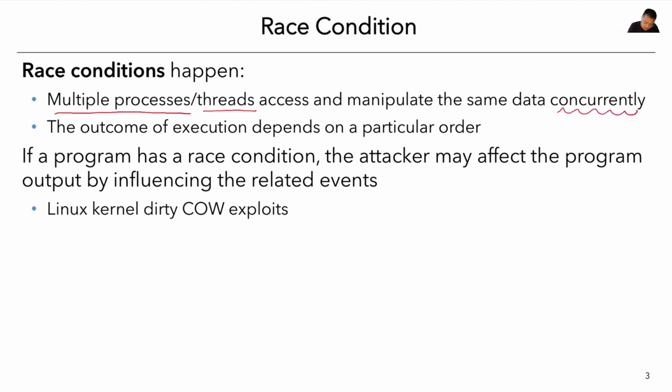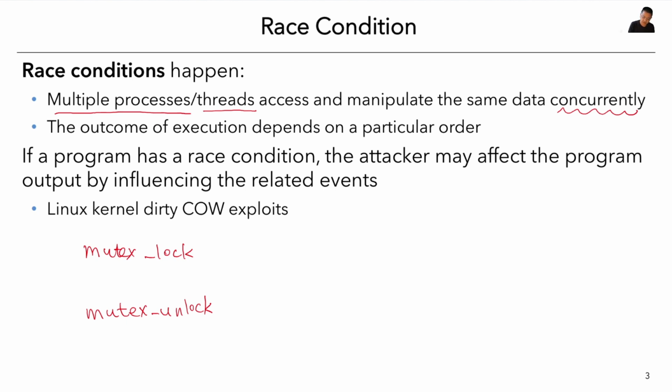And the outcome of execution depends on a particular order. So normally, if you have multiple processes or threads accessing the same data, you are going to use locks, such as a mutex. Then, after you finish with the data, you can release the lock. Without those locks, it really depends on which thread gets the data first. So sometimes you will even get a wrong result.